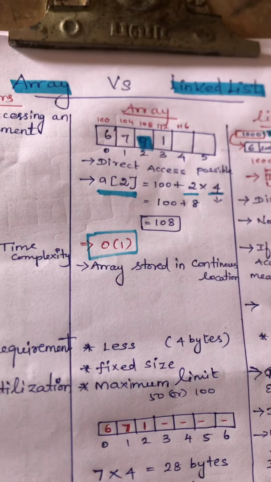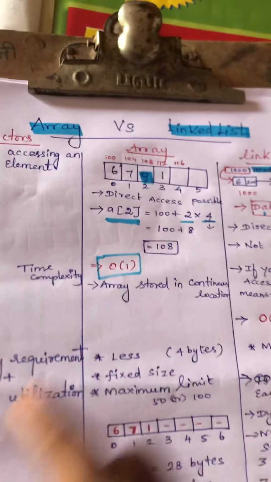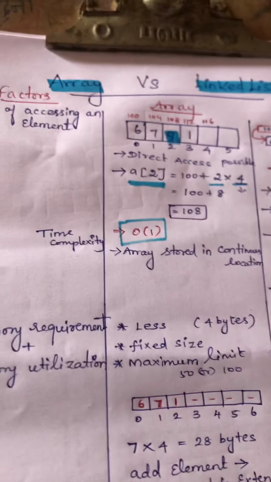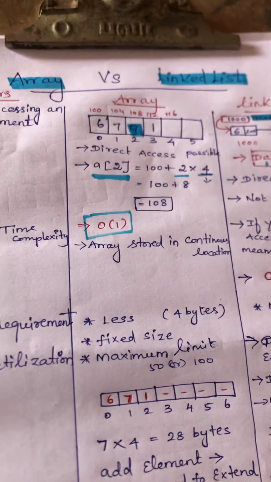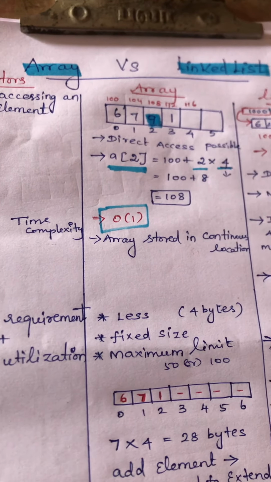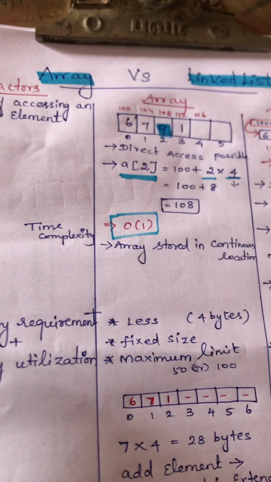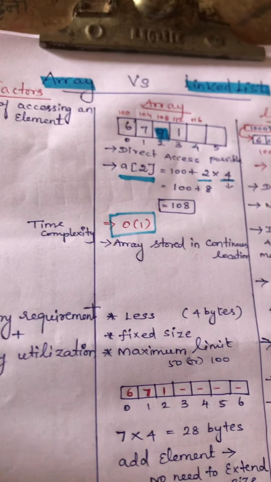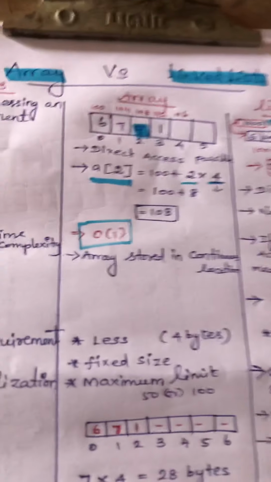I am going to explain array versus linked list. We cannot say that array is better or linked list is better. It depends on the size of data, the type of data, and which operations, that is addition, deletion, are frequently performed. It's all depending, and it may change. Some processes are better in array, some processes are better in linked list. Here, so many factors are available.